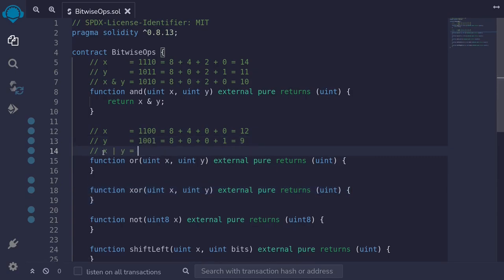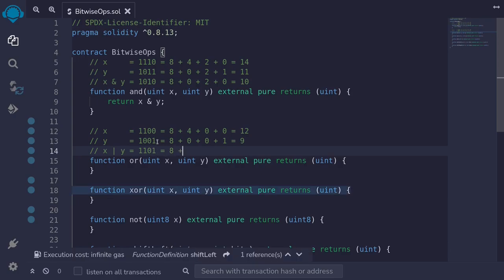So what would be the result of x OR y? We said that OR returns a 1 if either of the bits is a 1. So, for example, starting with the left, we have a 1 and a 1, so we return a 1. For the next bit, we have a 1 and a 0. The OR operator returns a 1 if either of the bits is a 1. So here we return a 1. In the next position, we have a 0 and a 0, so this will return a 0. And for the last bit, we have a 0 and a 1, so the OR operator will return a 1. And this will be equal to 8 plus 4 plus 0 plus 1, and this is equal to 13.